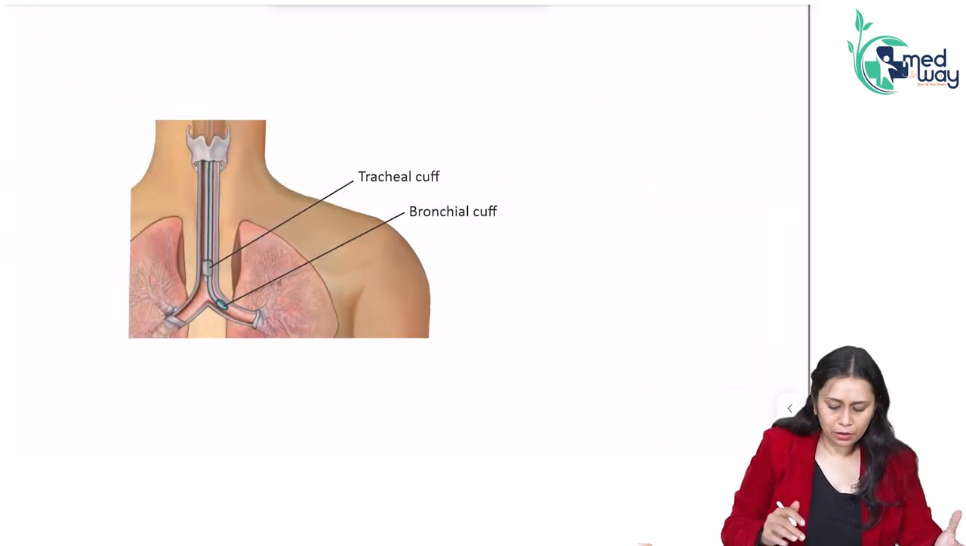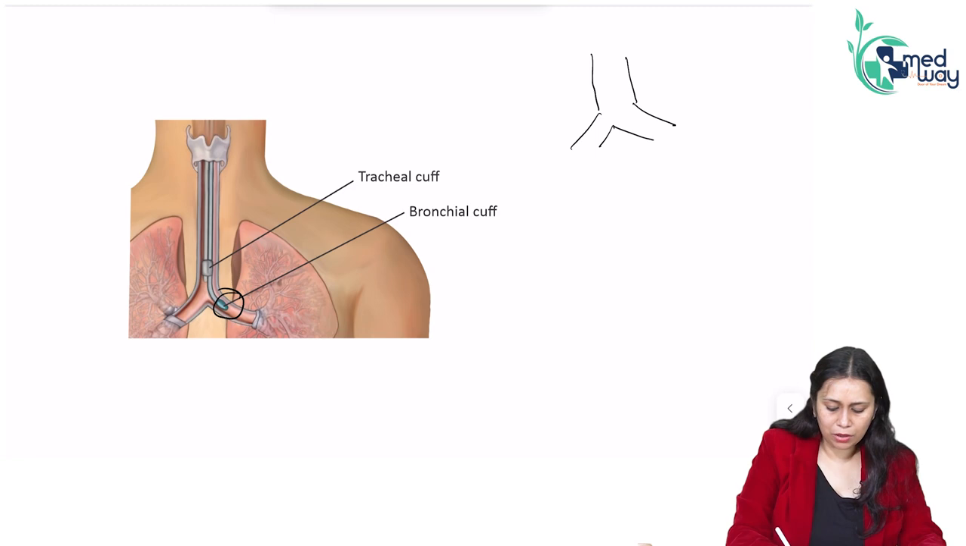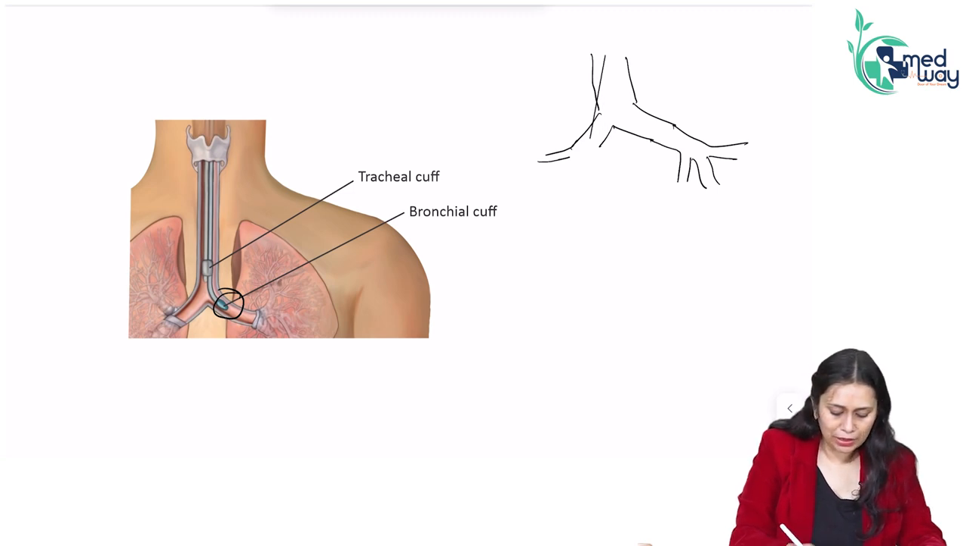Now, very important. When we insert it, one of the lumens goes into one of the bronchi. We all know that the bronchus divides into the upper lobe division, middle lobe, and the lower lobe. The right bronchus specifically, its upper lobe division is at a very early part of the right bronchus. So when I am putting the right-sided double lumen tube, what happens? There is a high risk that it can go deep.